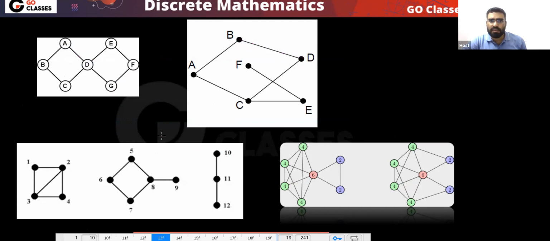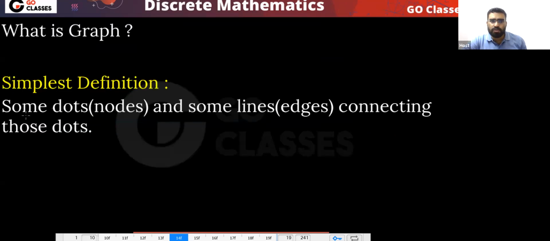So in graph theory, a graph is a structure which has dots and lines. These lines are used to connect the dots. Okay, so very simple. This is the simplest definition of graph. If anyone asks you for the simplest definition, then this is it: a graph is basically some dots, or I can say nodes, and some lines which are connecting these dots. This is a very simple definition of graph.